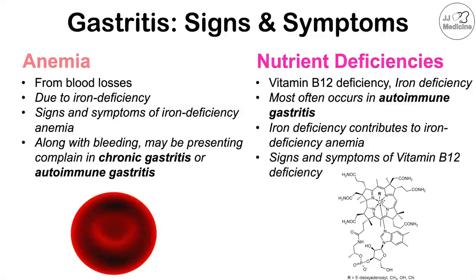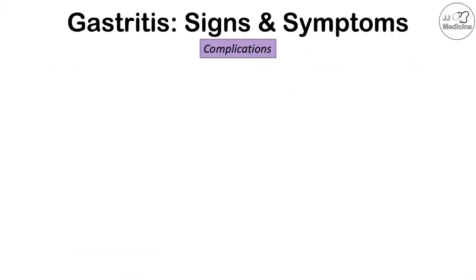This can also lead to issues with vitamin B12 digestion and absorption, leading to signs and symptoms of vitamin B12 deficiency, including some neurological findings like symmetric paresthesias and some other findings like depression. So if you want more information on the signs and symptoms of vitamin B12 deficiency, please check out my full lesson on that topic. And then there are some important complications that can occur with gastritis.